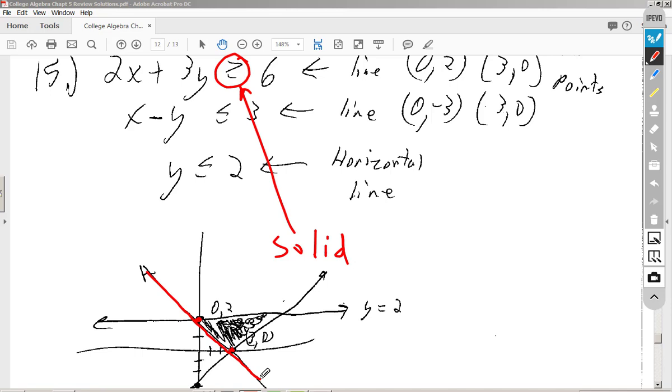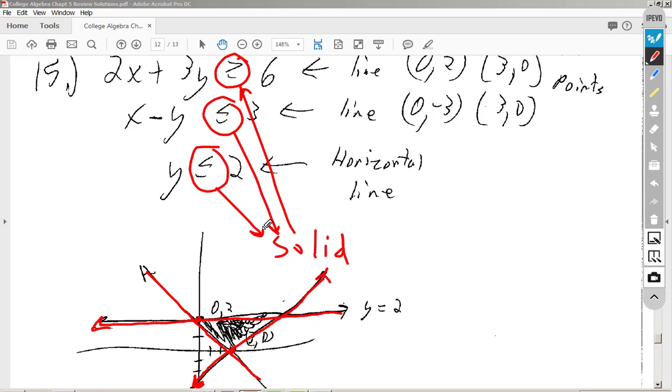Okay, now I'm going to go ahead and graph my second equation. So I go to (0, -3), that's down here. And I go to (3, 0), that's right there. I check also, again, that's going to be solid. So here's my solid line right here. Okay, now I'm going to graph my horizontal line. This is a horizontal line, so I go up to 2. I draw a horizontal line. And that is also solid, since it's equal to. So that's what my shape looks like.